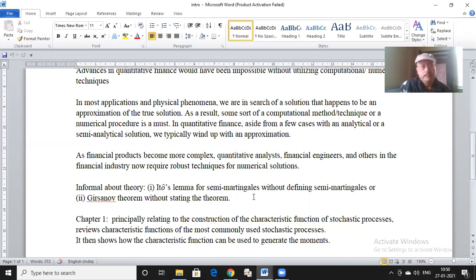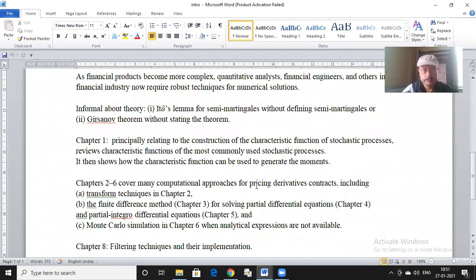So first up, he admits to being informal because he wants to focus more on computation than on the theoretical nitty-gritties. He has also used Girsanov's theorem without stating the theorem. So the book has no statement of the Girsanov theorem, but Girsanov's theorem is used in different parts. So he says that he has been quite informal about it, and the focus is different.